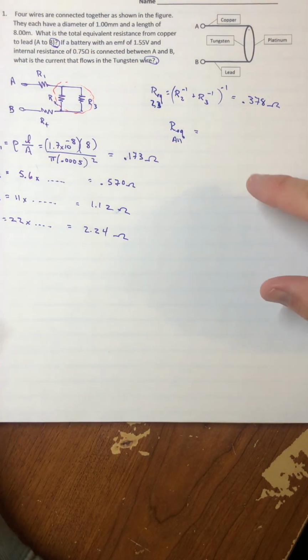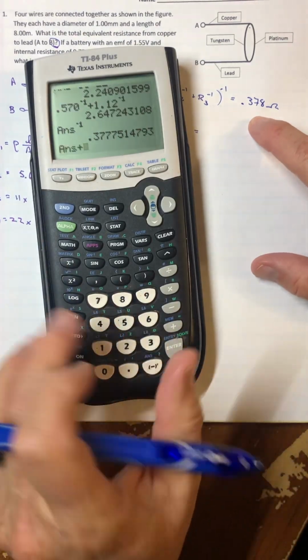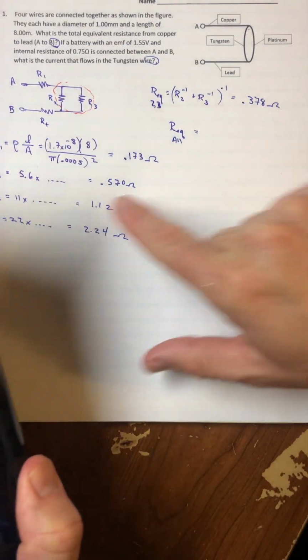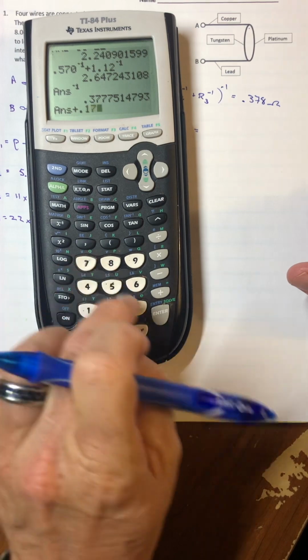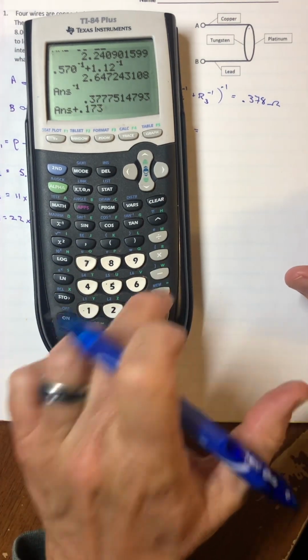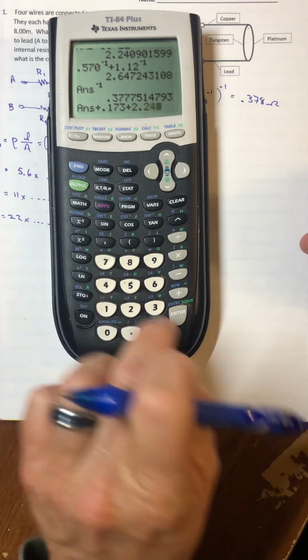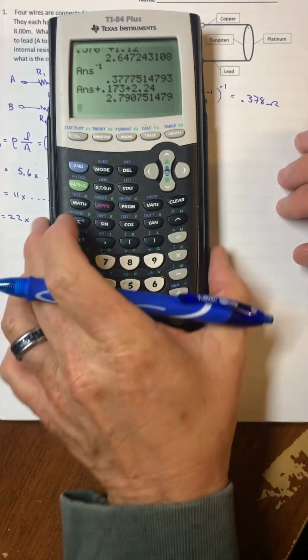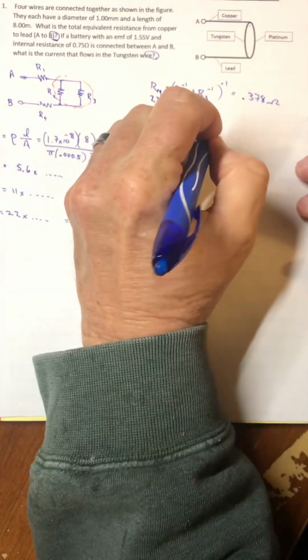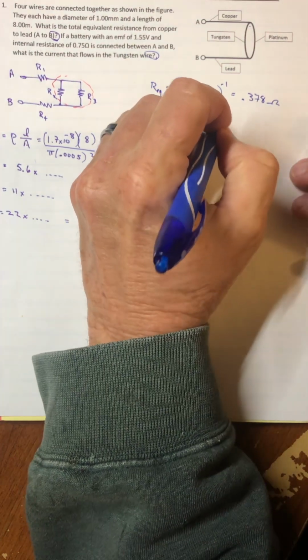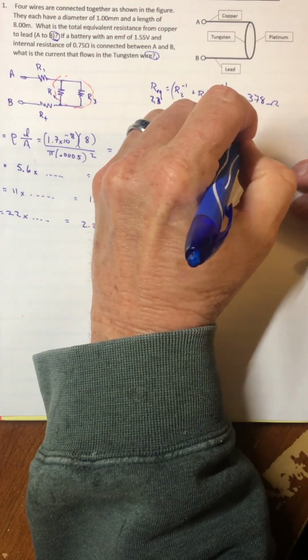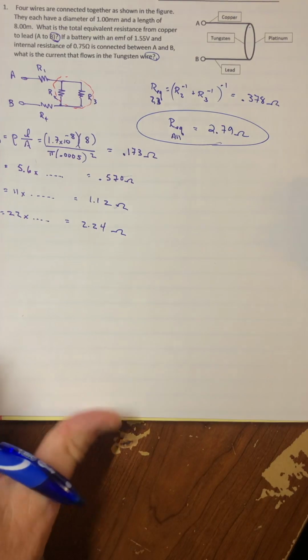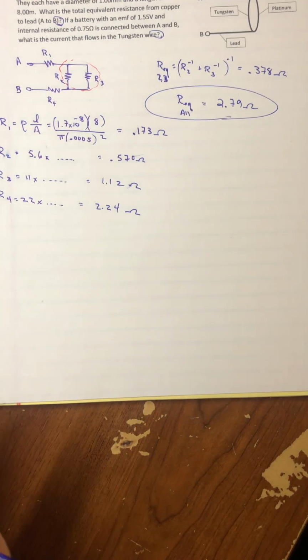All right, so I'm going to add them all, and since this one's already in my calculator, I'll start with it, and then go back to number 1, 0.173, and the last one, 2.24, has the most resistance, and I guess the first answer would be 2.79 ohms. So the equivalent of all of those is 2.79 ohms.